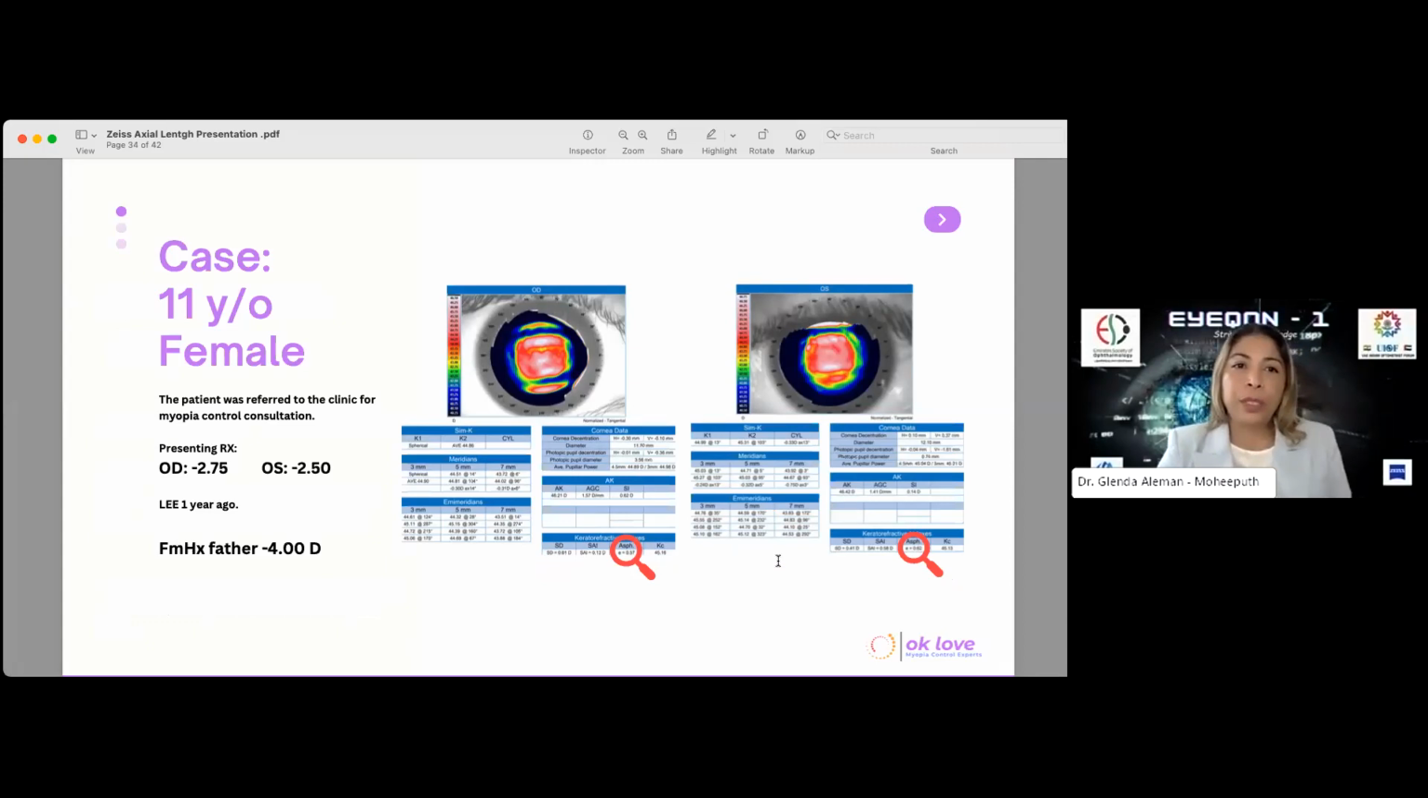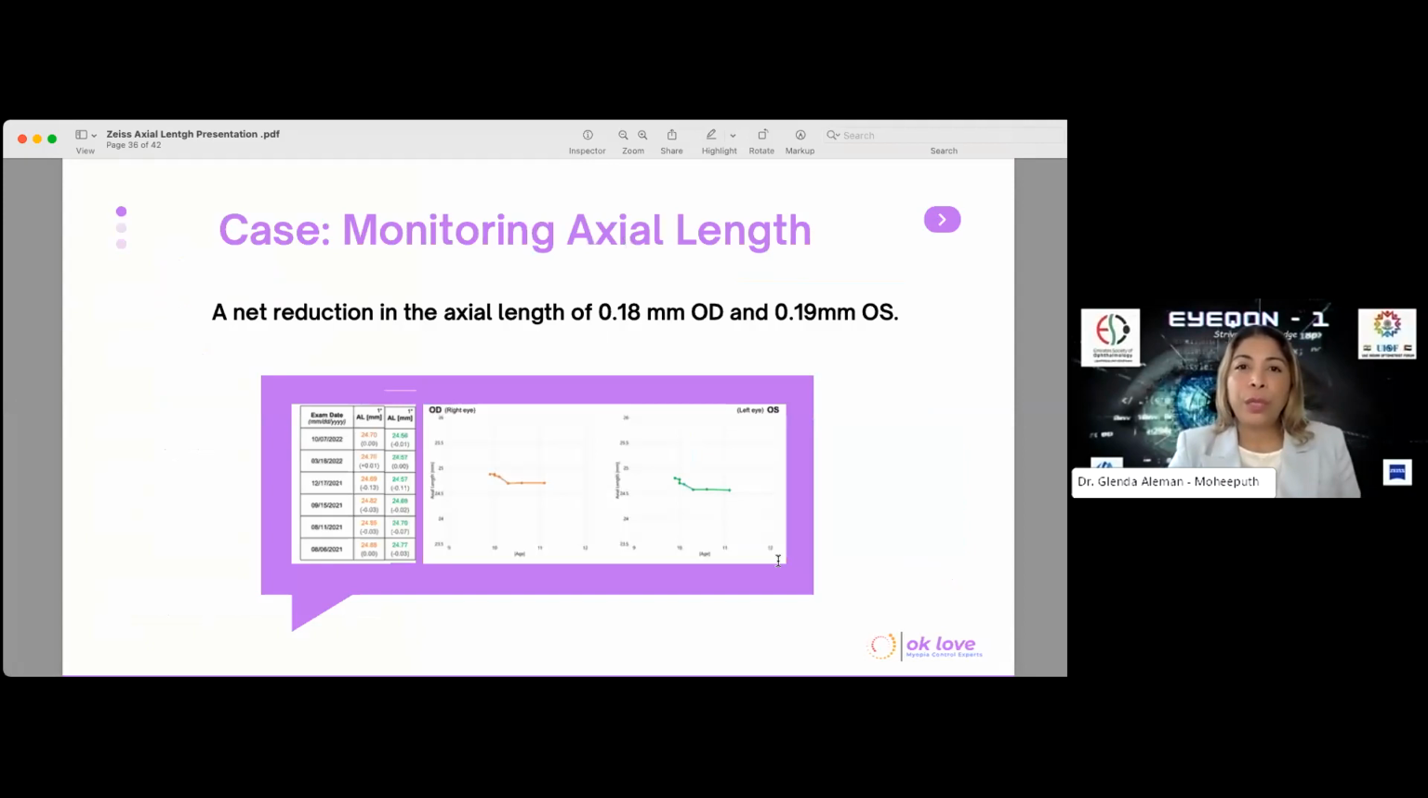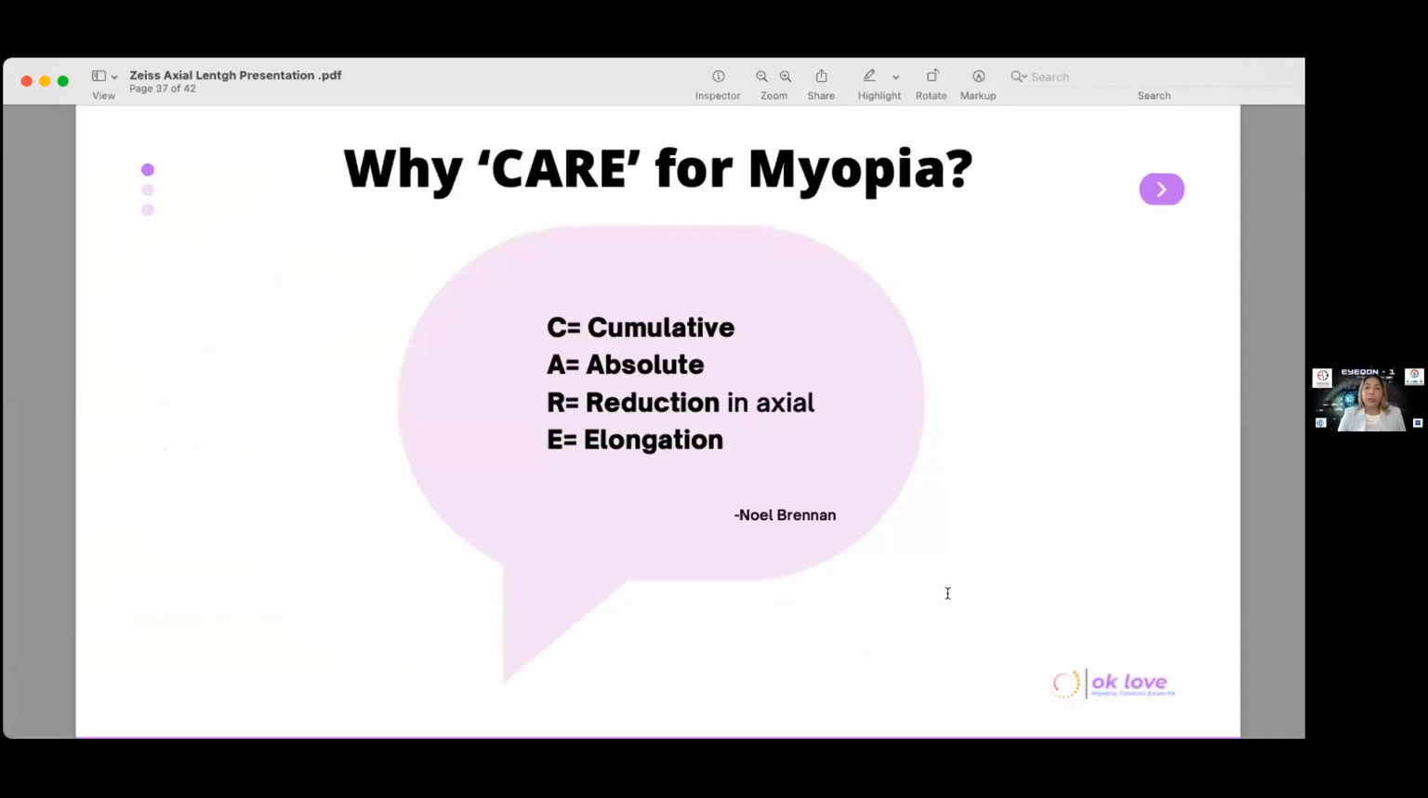And finally, we also have a case of ortho K. This was a patient that is 11 years old, had great parameters for ortho K, and was a great candidate. The point of this was to show that all three different treatment modalities were very effective at reducing axial elongation.